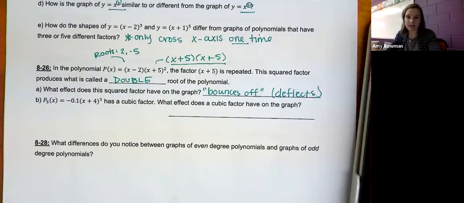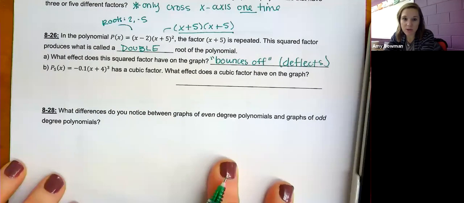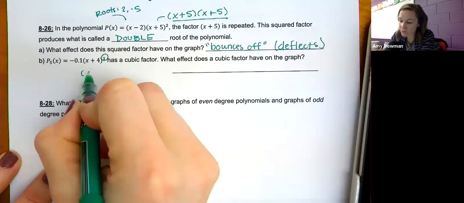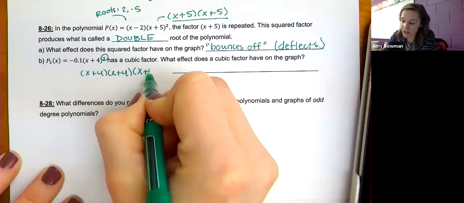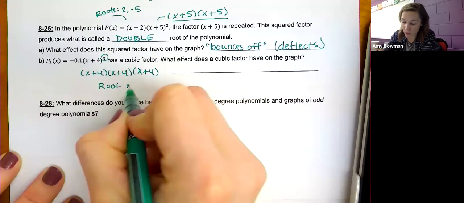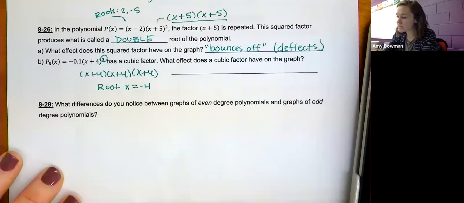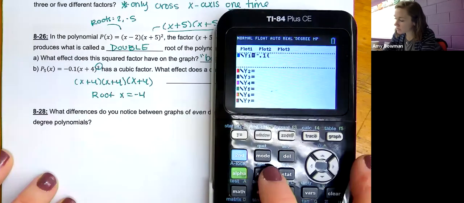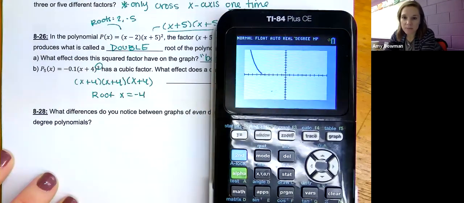Okay, so what if it's not a double root? What if it's cubed? What if it occurs 3 times? In this example, negative 0.1 times x plus 4 cubed. If I wrote that out, it would be x plus 4 times x plus 4 times x plus 4. This doesn't change the fact that the root is negative 4. I know it's going to touch the x-axis at negative 4, but what is going to happen on the graph? All right, let's see what happens at negative 4.